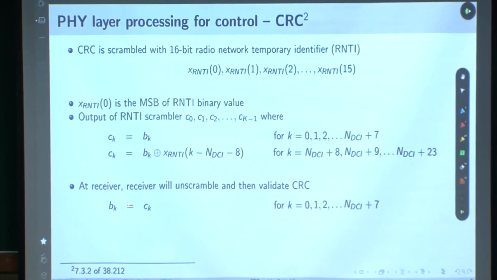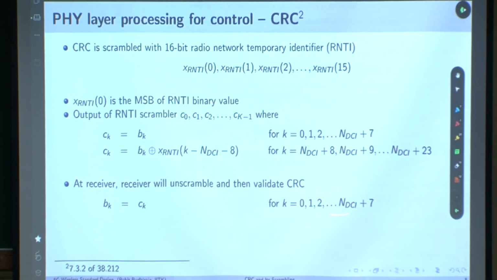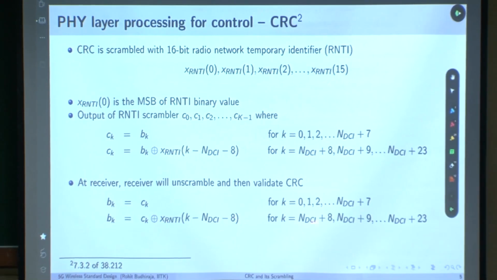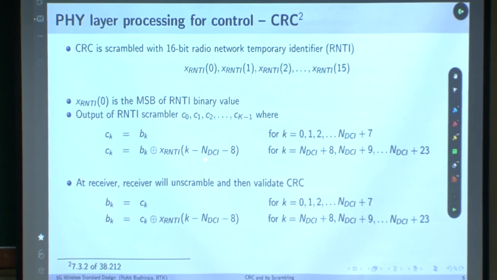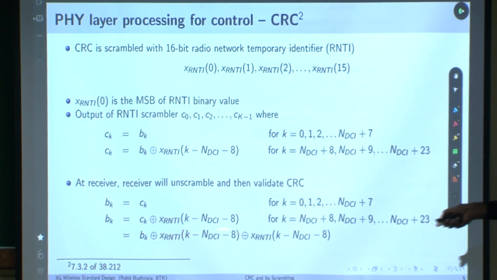Now, at the receiver, what happens? BK becomes this first: these NDCI plus 7 bits will go as such. Then you take this CK, which is a sequence, and you again scramble it with the same sequence. So you just substitute it over here. XRNTI, you are again scrambling with the same sequence, there's a bit stream of zeros, and what you get back is BK.